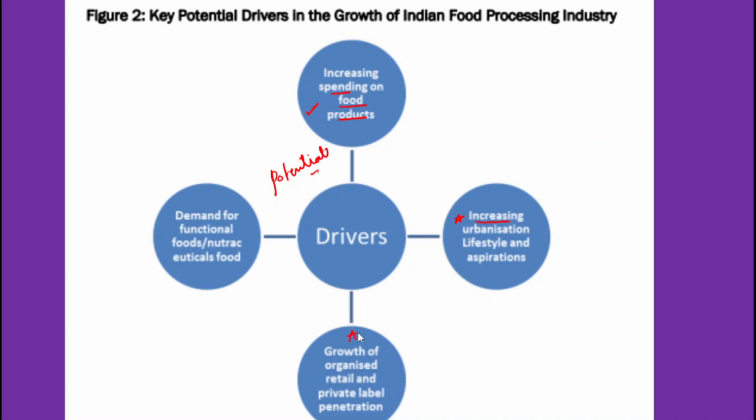So after that, we need to talk about the retail sector and the private sector presence in the food processing as well as the retail sector. So growth of organized retail and private label presentation in the food processing industry. They are usually coming up with attractive advertisements, and they are promoting the processed foods, and that particularly drives the consumption of the processed foods.